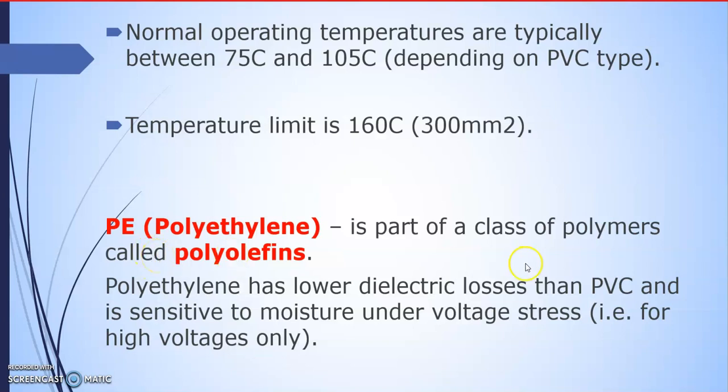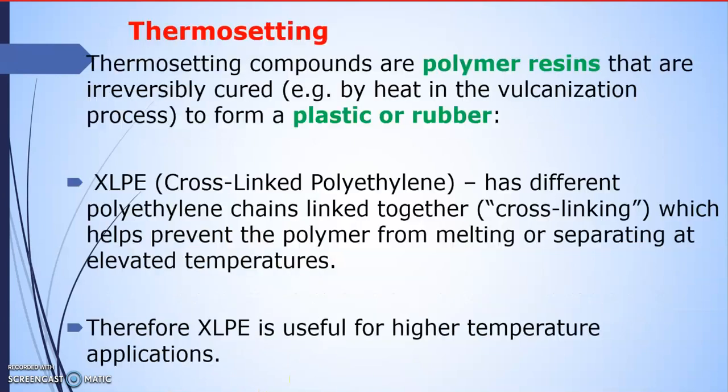Now next is polyethylene. It is part of a class of polymers called polyolefins. Polyethylene has lower dielectric losses than PVC. So what are the important properties for dielectric losses? Permittivity and tan delta, the dissipation factor, are low, so dielectric loss will be less than PVC. It is sensitive to moisture under voltage stress. So even if the dielectric loss is less, polyethylene will not be preferred over PVC for very high voltage, because it is sensitive to the atmosphere and moisture. For underground use, it will not be preferred. So it is used for high voltage tests only. So that care you have to take.